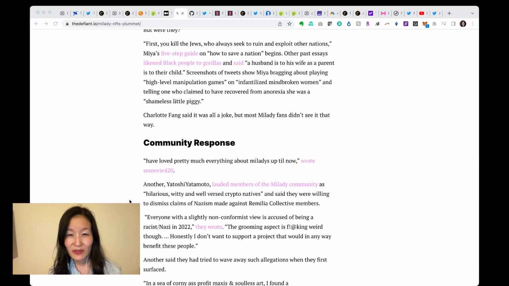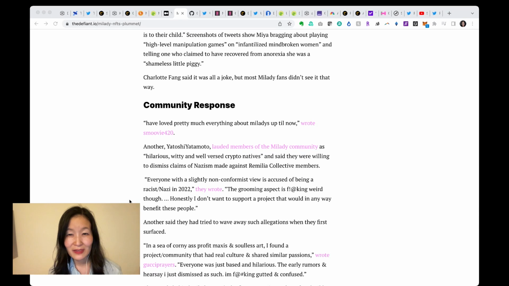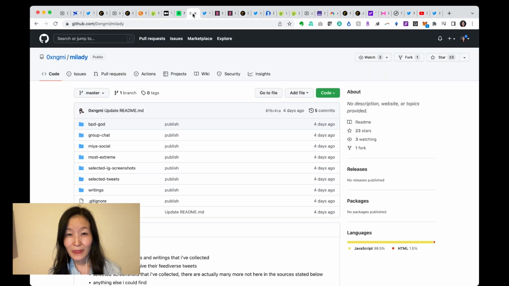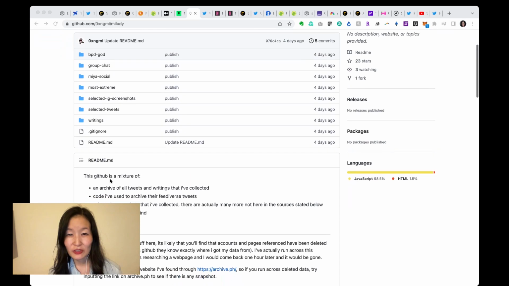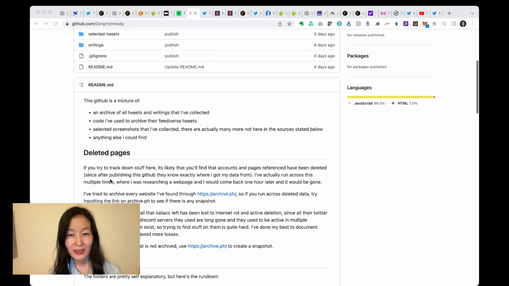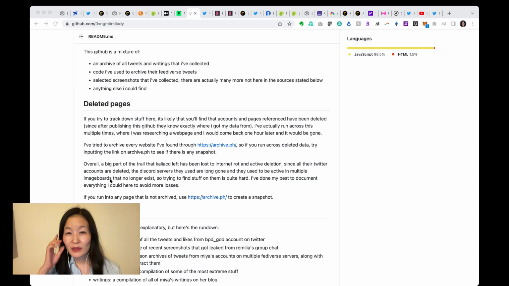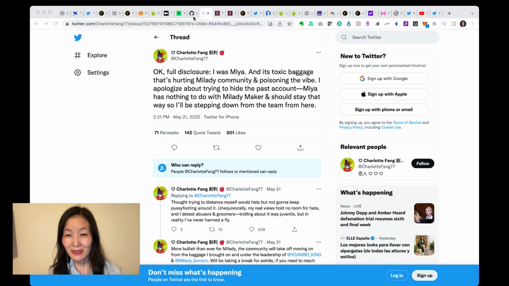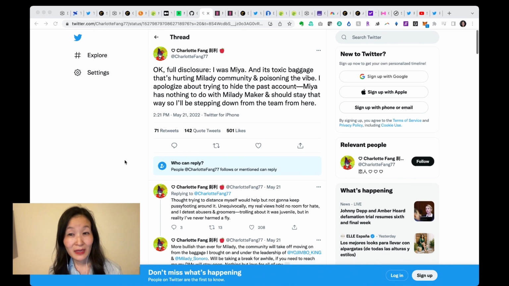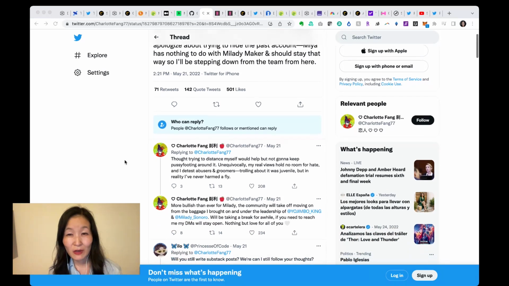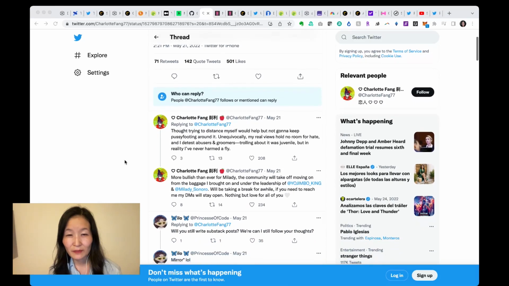Last week, a DeFi developer under the pseudonym of 0xngmi, or "not going to make it," accused Charlotte Fang of being associated with MIA, an online racist community that spreads hate against Jews, Black people, homosexuals, and even women. Fang came clean on Twitter and admitted that he was indeed a MIA member and that the accusations against him were accurate. Fang expressed his apologies for trying to hide his past and also tried to unlink Milady from MIA. "MIA has nothing to do with Milady Maker and should stay that way, so I'll be stepping down from the team from here," he said.